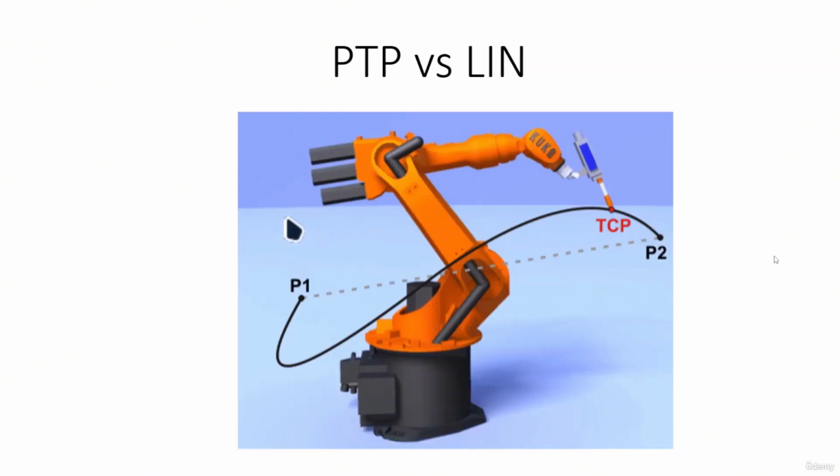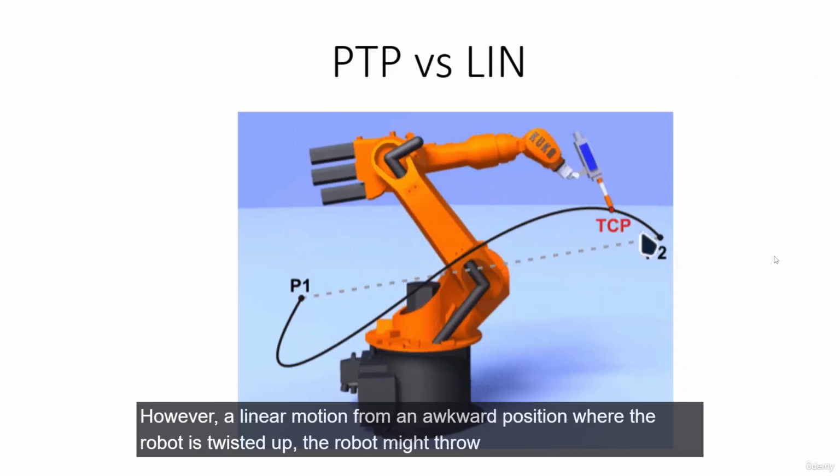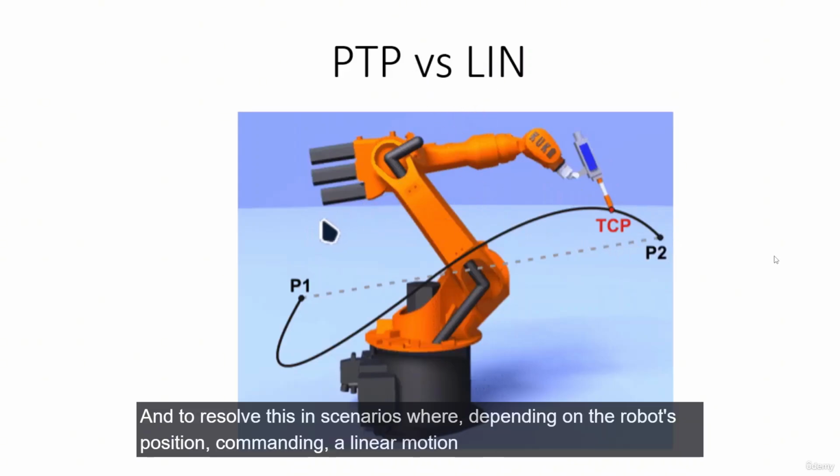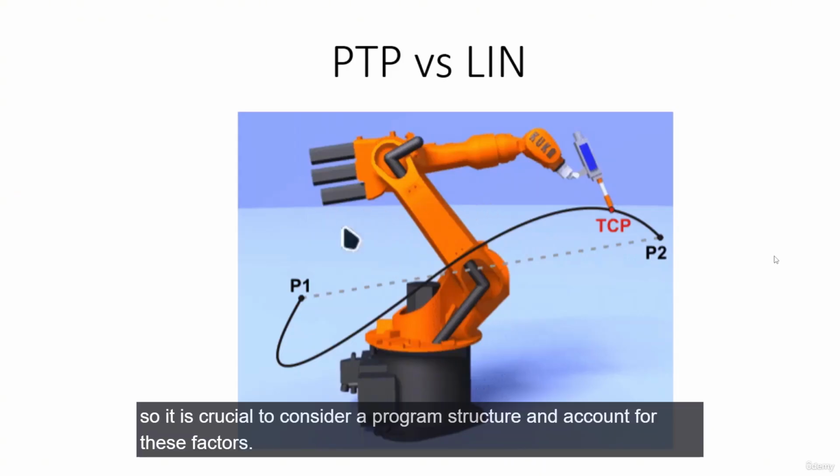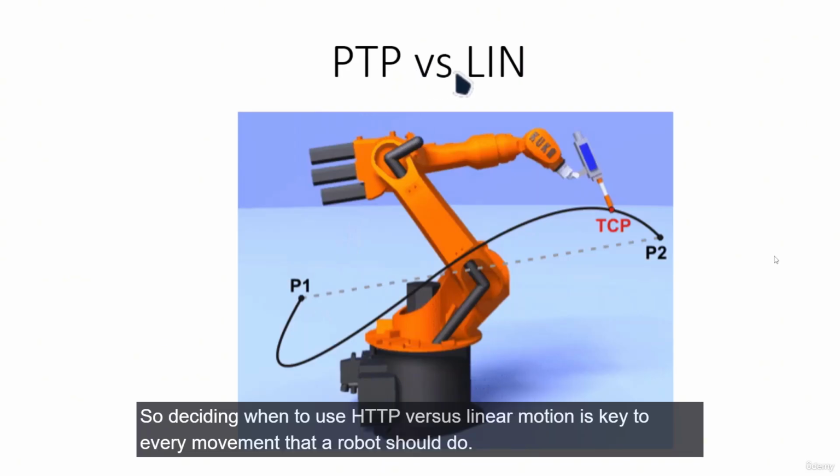But with PTP, even if the robot is positioned far away from one point to another, it will reach exactly the point. However, with a linear motion from an awkward position where the robot is twisted up, the robot might throw an error. To resolve this in scenarios where commanding a linear motion might fail, because the robot cannot maintain a perfect straight path to the target point you've specified, it is crucial to consider the program structure and account for these factors. So deciding when to use PTP versus linear motion is key to every movement that a robot should do.